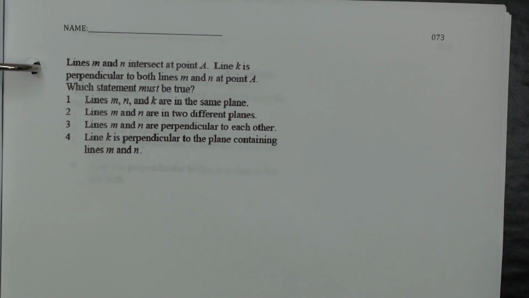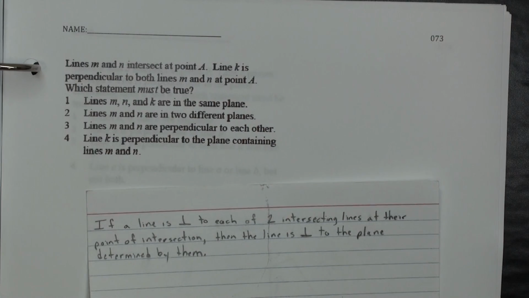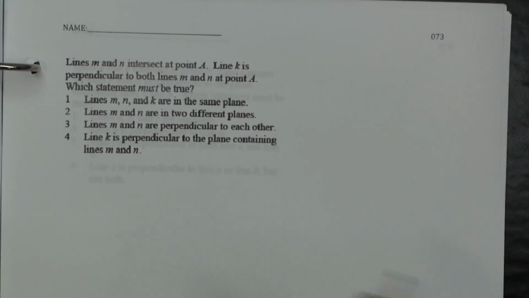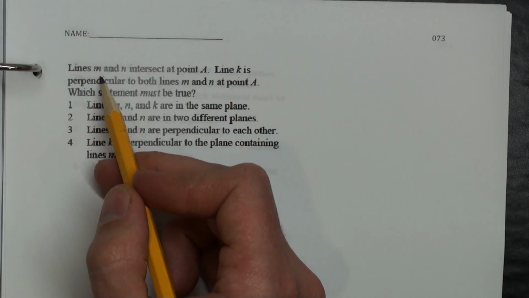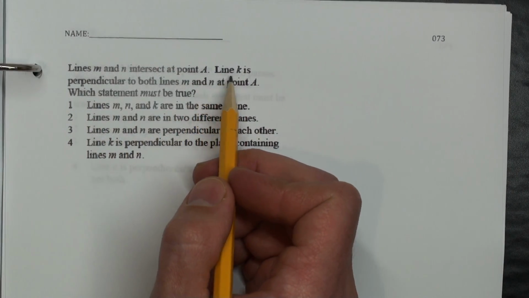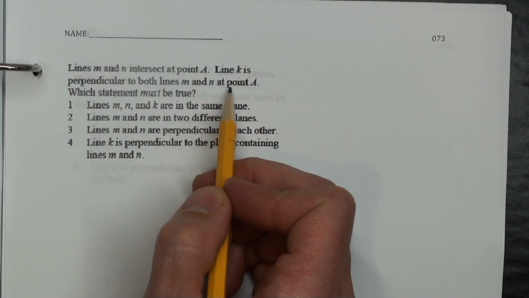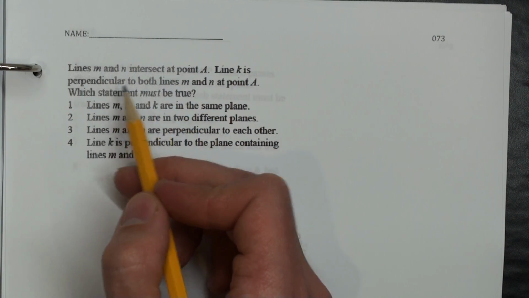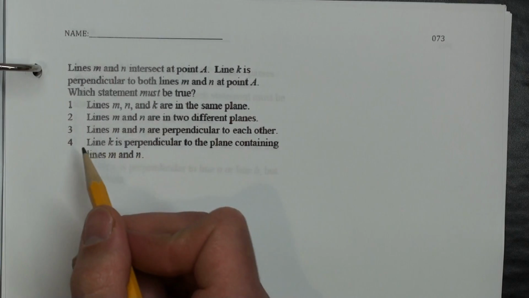This one's the same thing also. Same deal, card 1. Okay? So if M and N intersect at point A, line K is perpendicular to both lines M and N, which they must be true. That means line K must be perpendicular to the plane containing M and N.